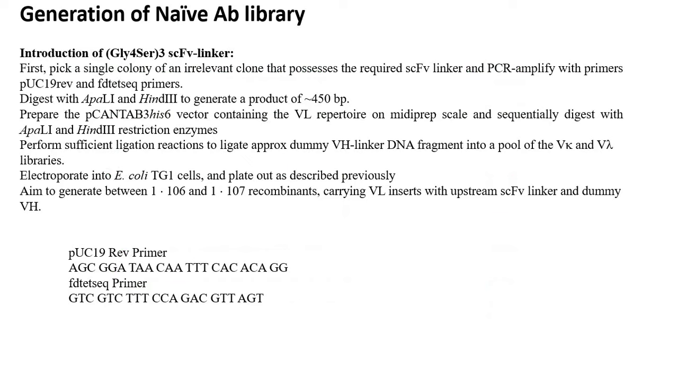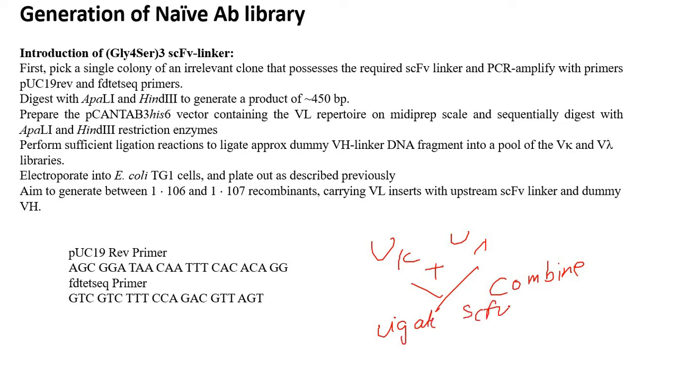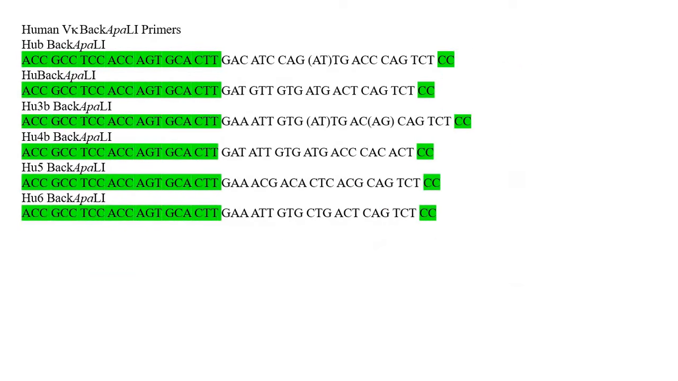And here we are showing how to introduce the linker into the pool of your V kappa and V lambda. Let's say if you have the V kappa, V lambda library, you will make a pool. You will just combine the V kappa and V lambda, and you will ligate your scFv linker. So this is regarding the naive library.